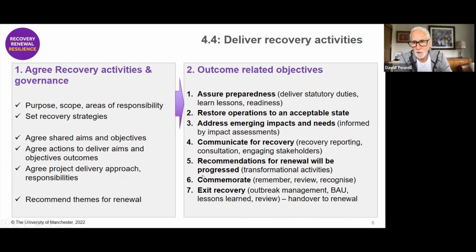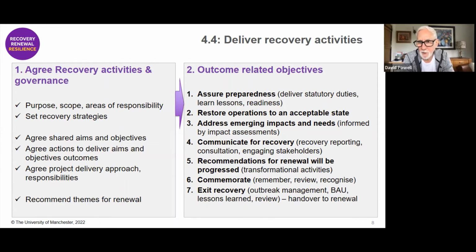And then, of course, the final thing, which we'll come back to in a later module, we'll talk about recommending initiatives that could be transformational and may help renew, indeed, beyond the disaster. So let's talk a little bit in more detail about what outcome related objectives might look like. We believe they're hierarchical. We believe there could be any number, but we suggest here 7 that capture the essence of most disasters in our experience globally.